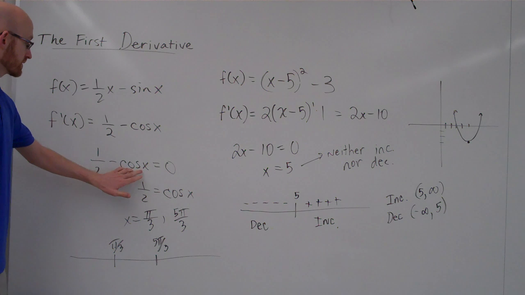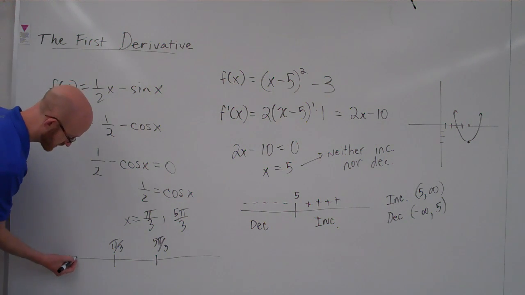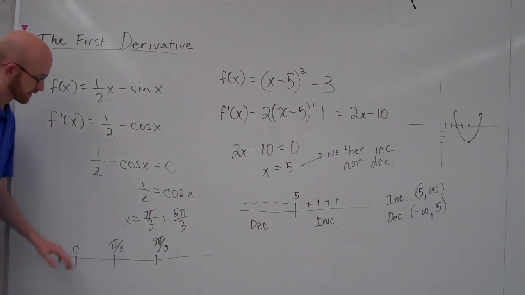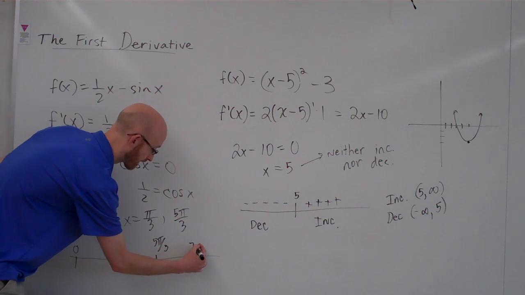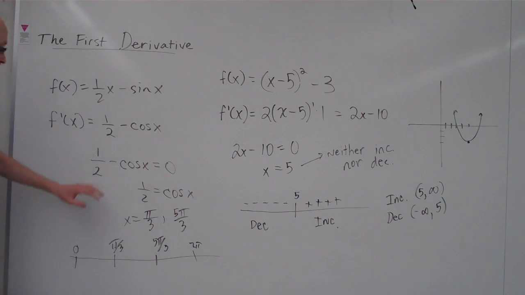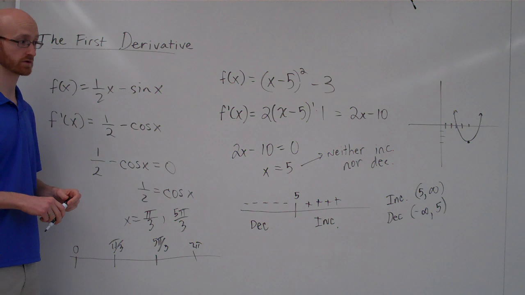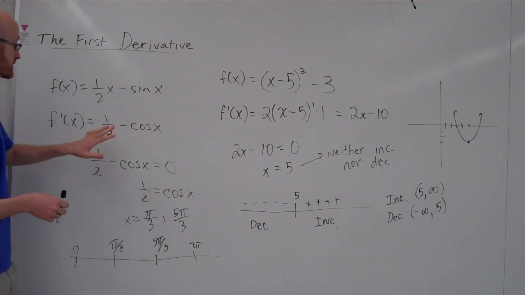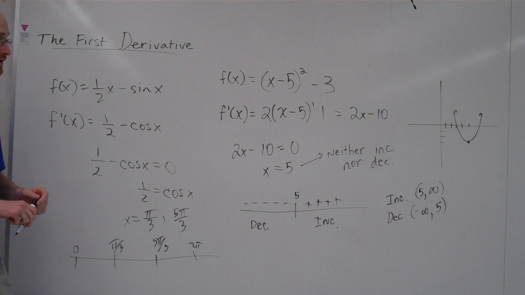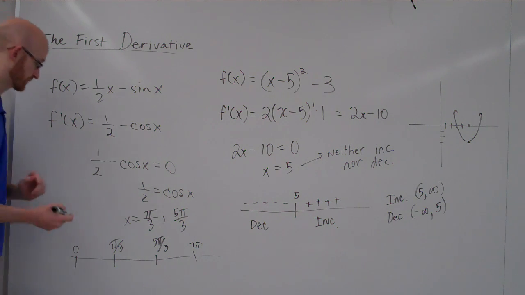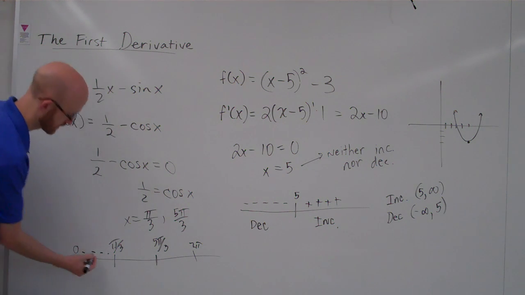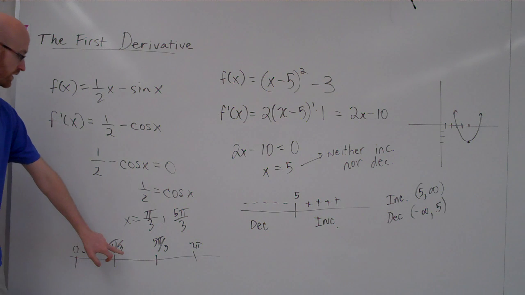So let's say this is 0, and this is 2 pi. We now take a point between 0 and pi over 3, such as pi over 6, also known as 30 degrees. Do 1/2 minus cosine 30. Cosine 30 is large, right? Cosine 30 is root 3 over 2. 1/2 minus root 3 over 2 is negative. And those are just a bunch of negative signs.